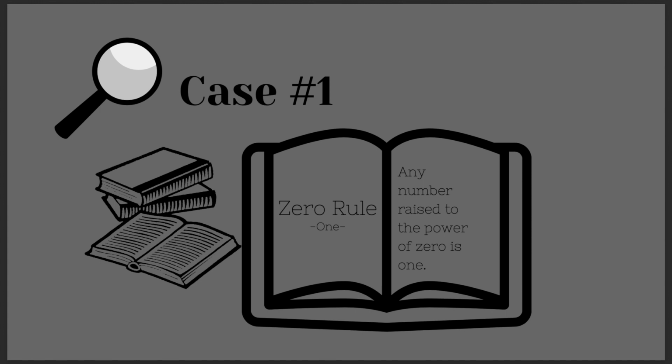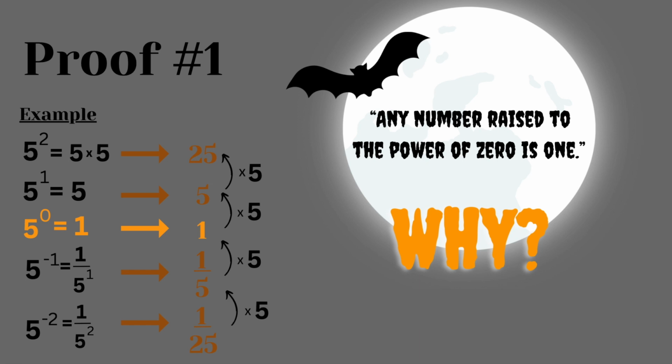Case number 1. For case number 1, the first zero rule that we have is any number raised to the power of 0 is 1. So let's look further into this and figure out why this is a rule. We're going to be figuring out why any number raised to the power of 0 is 1. This is going to be my first proof. I decided to illustrate an example, and in this example I'm using 5 raised to the power of 0, which is 1, as we know, but again, we have to figure out why.